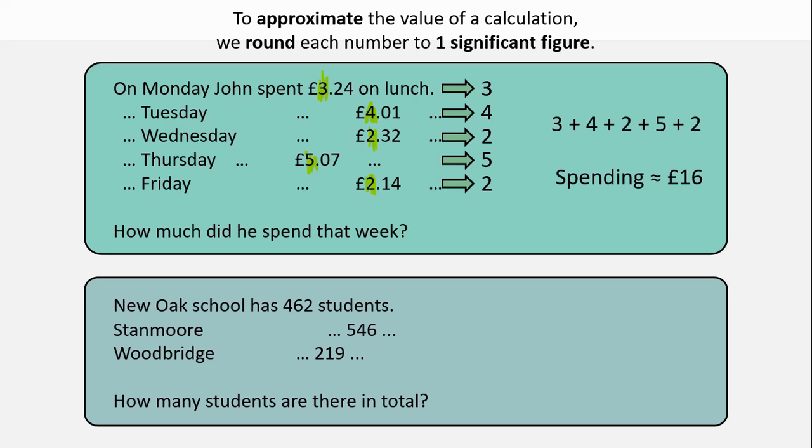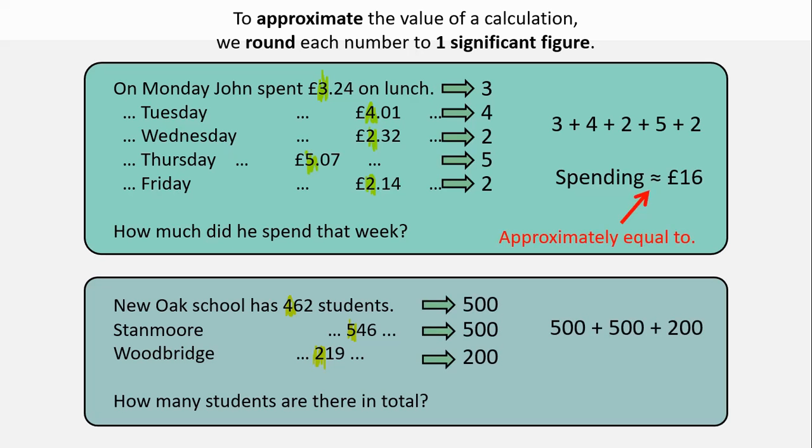When we're looking at this one about the schools and students, here are my first significant figures. They're the first ones that I'm coming to, the first non-zero digits that I'm reading. And you can see here that they're all in the hundreds columns. So we would round each of these numbers to the nearest 100. Add them all up, job done.